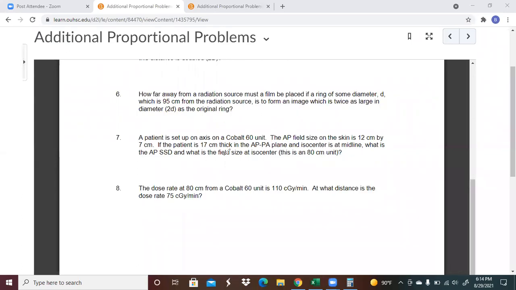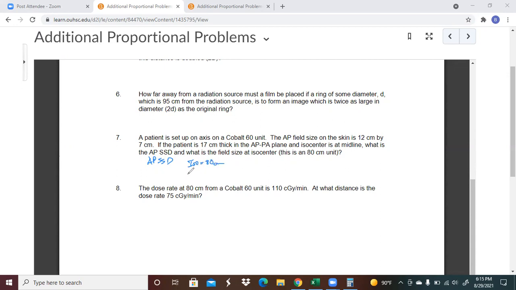So let's take a look at this again. If a patient is set up on an axis on a cobalt 60 unit, the AP field size on the skin is 12 by 7. Now the patient is 17 cm thick in the AP/PA plane. Isocenter is considered to be midline. What is the AP SSD and what is the field size at the isocenter? Now, if you're going to be looking for the AP SSD, you've got all the information you need here in order to be able to compute that. Now, for cobalt 60 units, isocenter is going to be at 80 cm.